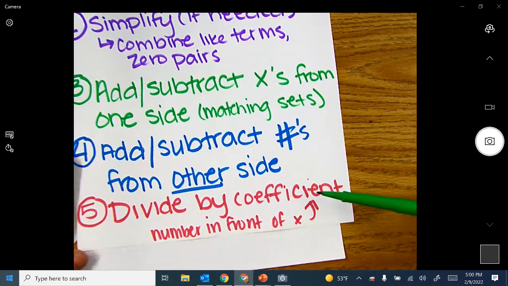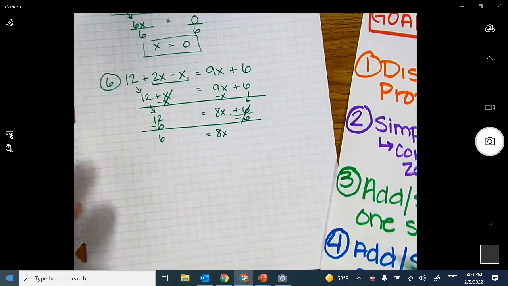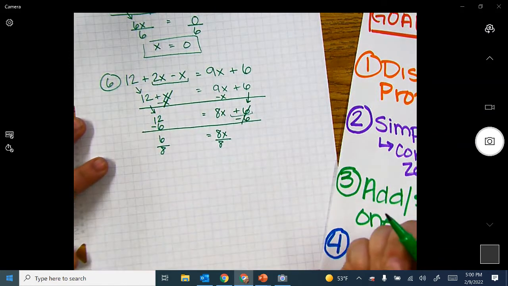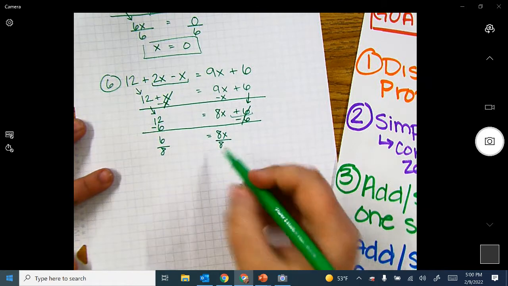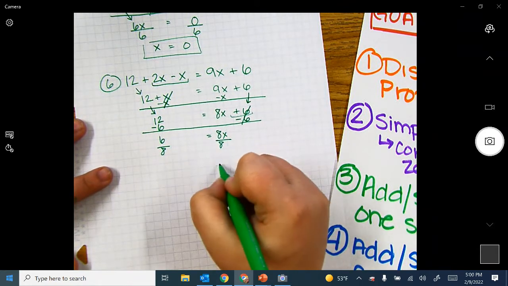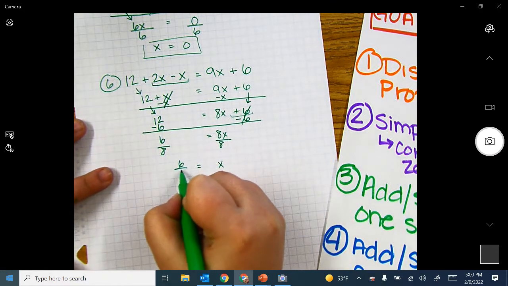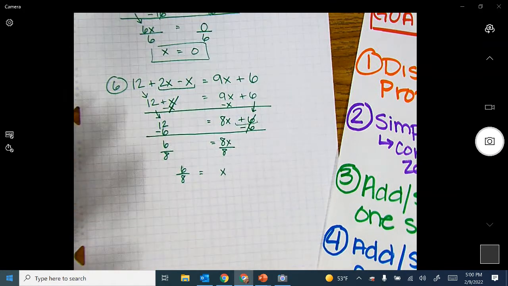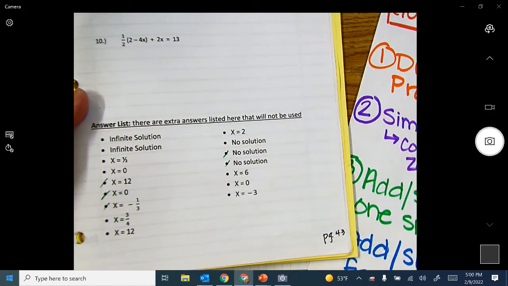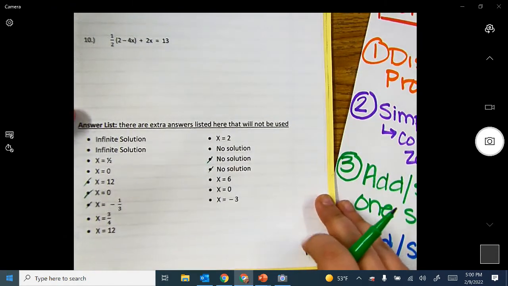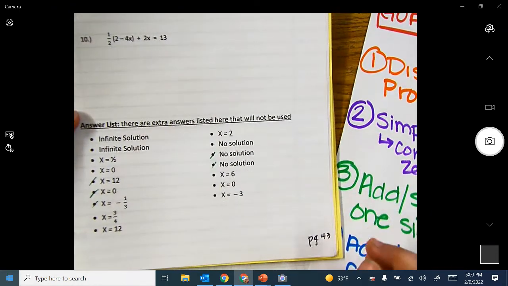So my last step is to divide by the coefficient, or the number in front of x. Okay, so I'm going to divide both sides by 8. The 8's cancel out, so I just have an x. And then I have 6/8. Now you can do this on the calculator, but you'll notice none of the options here are decimals. Okay, I need a fraction. And I don't see 6/8 on here, which means I'm gonna need to simplify it.